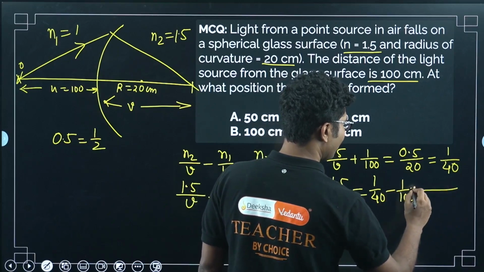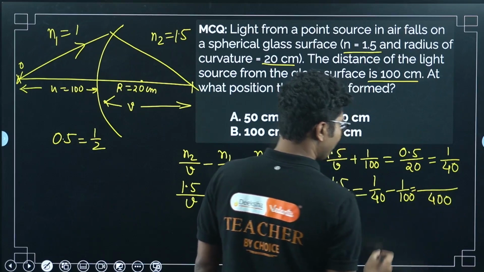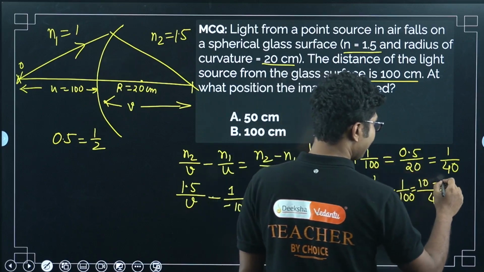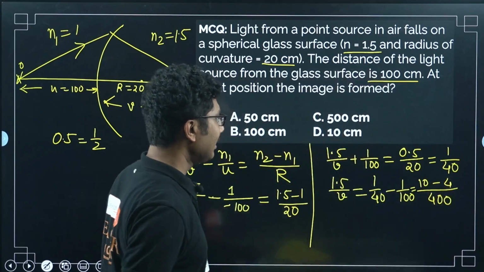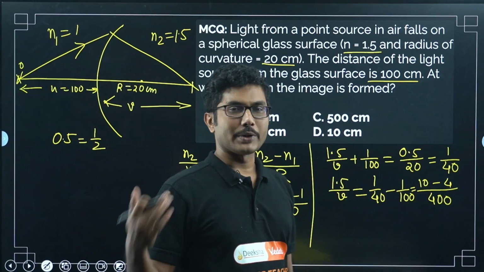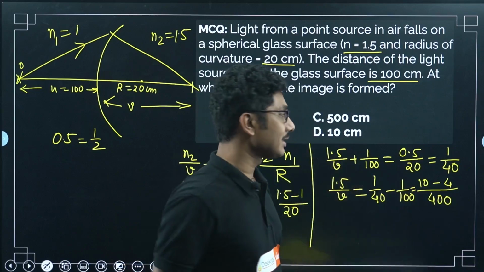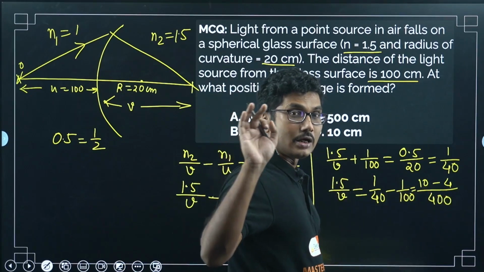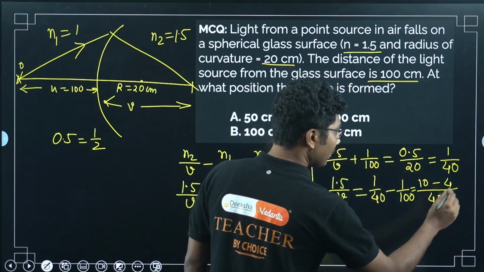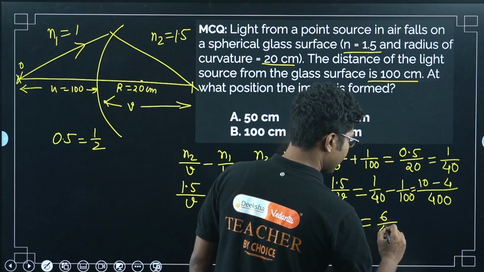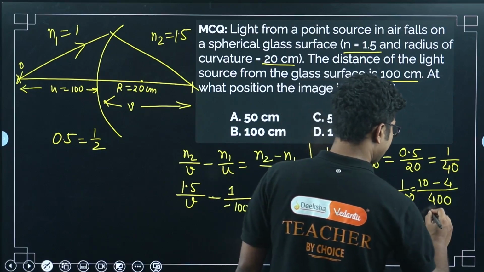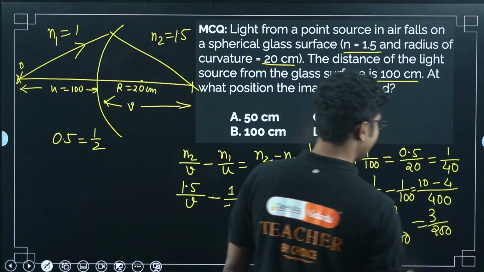So the LCM will be 400. So 400 means 40 times 10 is 400 minus 1 by 100, 1 by 100 means 4. Okay, this is the way. So you can find exact LCM, which is 200, but what always I like to prefer is the quickest LCM. So in this case quickest LCM is 400. You can do it in 200 also, but this is the quickest way. So the value will be 6 by 400 or 3 by 200. Okay, whichever way you like, anyway it will cancel and you will get this value.